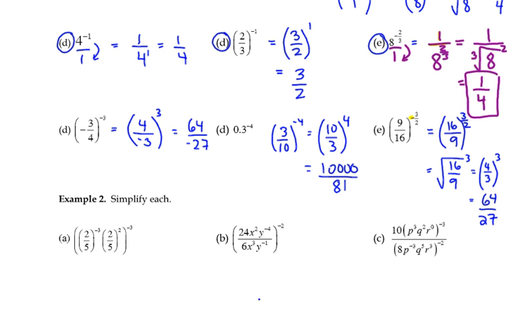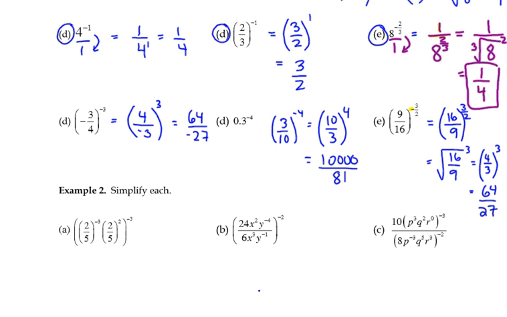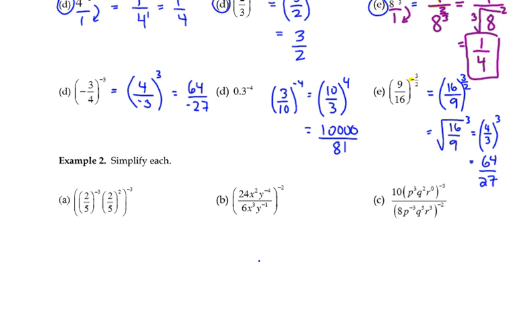When you're done, check the board. So your first step was to flip this to make it positive 3 over 2. We see a fractional exponent. That means we need to change it to a radical. Square root of 16 over 9 cubed. Square root of 16 is 4. Square root of 9 is 3. Then we have to cube both, so 64 over 27.